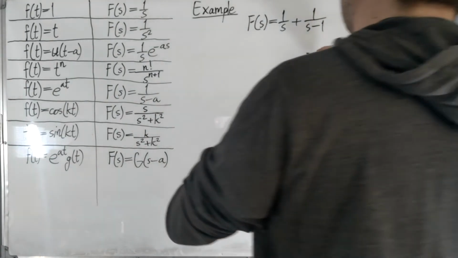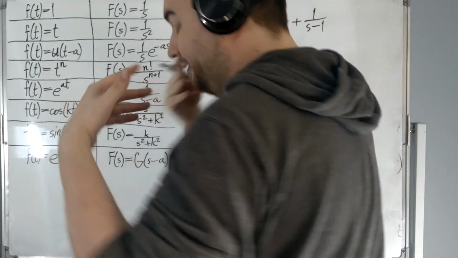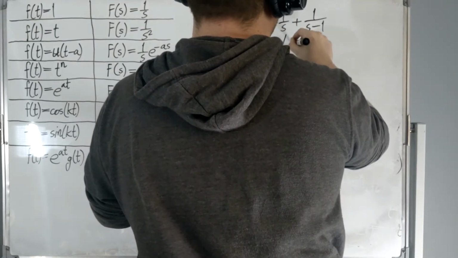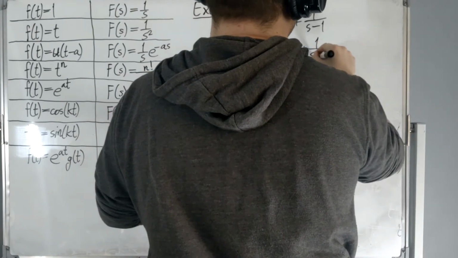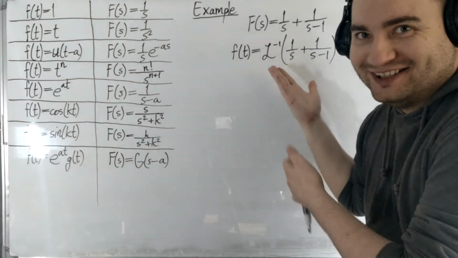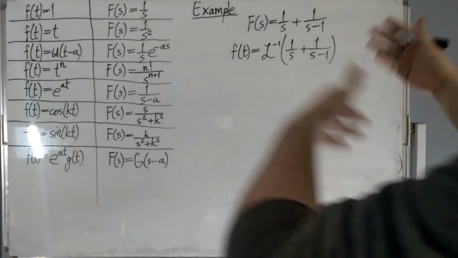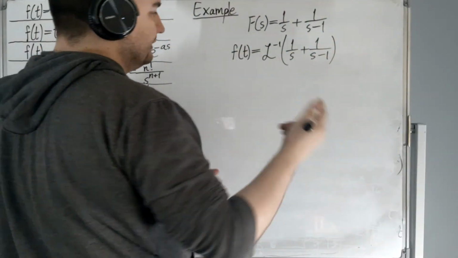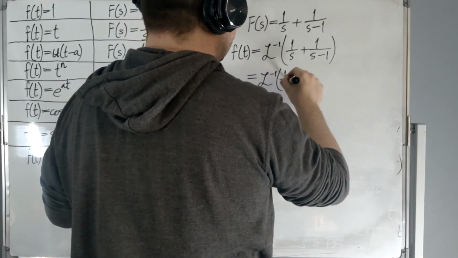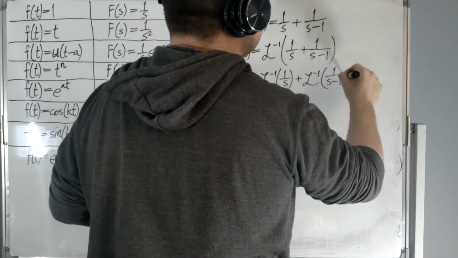So, f of t, the inverse Laplace transform, is going to be the inverse Laplace transform of 1 over s plus 1 over s minus 1. And this is the notation that we use for it, by the way. It's the L to the negative 1. Okay. We can distribute this L to the negative 1 because, like I said, it's linear. So this becomes inverse Laplace transform of 1 over s plus inverse Laplace transform of 1 over s minus 1.